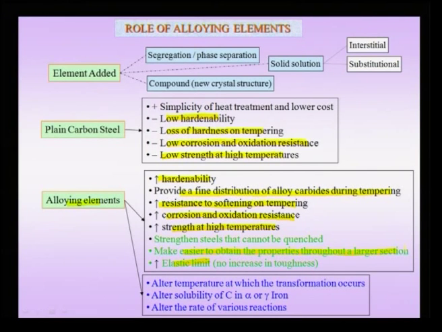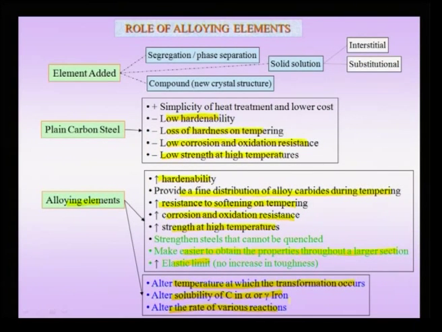Now, this increased hardenability automatically implies that we can more easily obtain properties throughout a larger section. These alloying elements also alter the temperature at which the transformation occurs, alter the solubility of carbon in alpha or gamma iron, and alter the rate of various reactions. So, there are a lot of complex things which these alloying elements do, but in this set of lectures we will not be able to go into detail into all these aspects, but we will take up a few points, especially with regard to heat treatment and the effect on the TTT diagram.